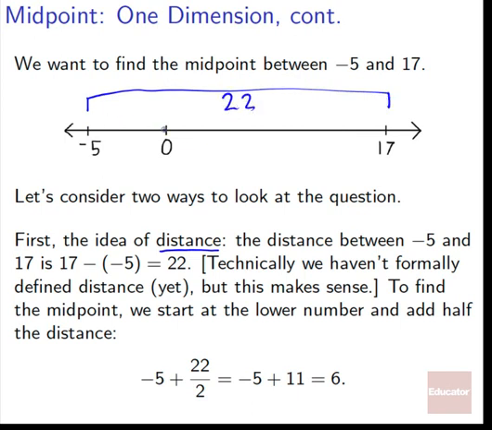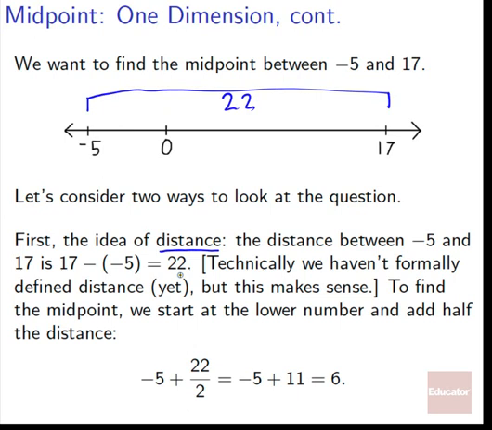Negative 5 to 0, we travel 5, 0 on to 17, we travel another 17. We can also look at it from the point of view of 17. 17 minus the guy before him, negative 5. We get 22 either way we do it. Technically, we haven't formally defined what distance means. We will in just a little bit, but this makes sense. We can see, yeah, that should be 22.